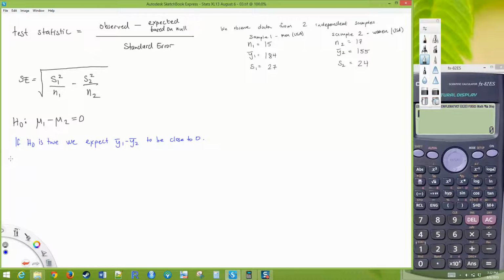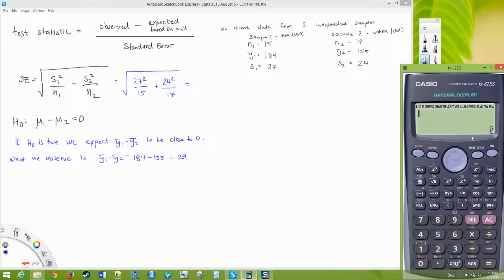But what we observe is y bar 1 minus y bar 2 equal to 184 minus 155. We see a difference of 29. Okay, so let me just plug in all of our numbers for standard error: 27 squared over 15 plus 24 squared over 17. What is this?